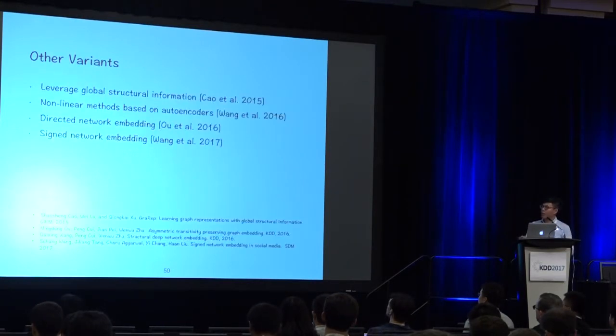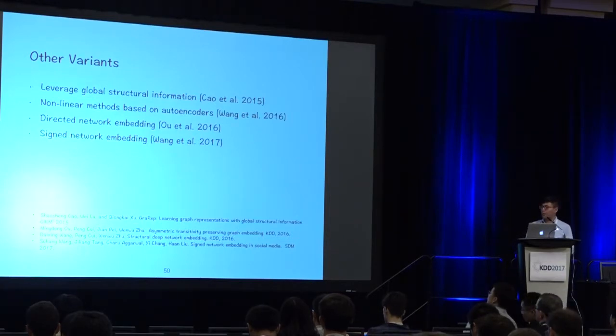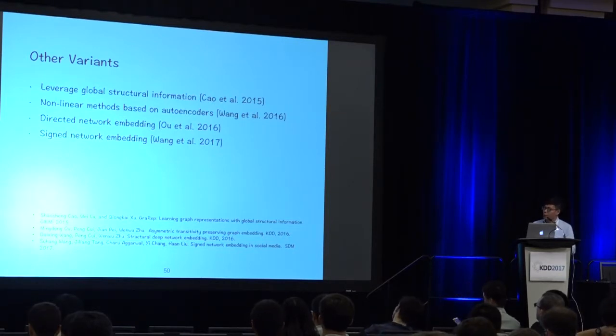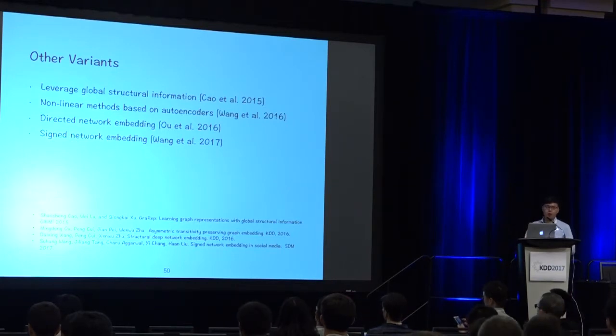So let's look at some variants of the three models. There are some models that try to leverage global structure information to learn better node embeddings. There are also some approaches, which are nonlinear methods based on autoencoders, that try to learn better node embeddings. And also there is some work to learn node embeddings for directed networks and also signed networks.